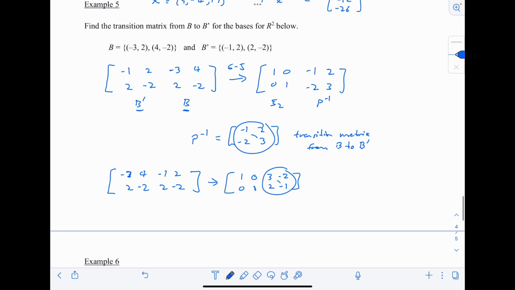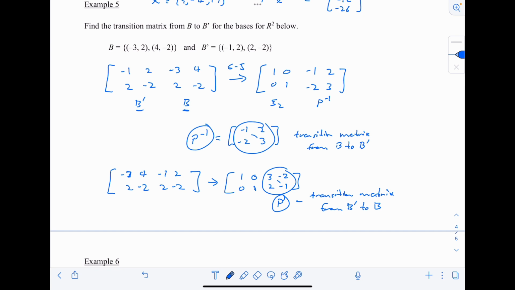And what that tells me also is that this is P inverse, this is P. If I were to multiply these together, I get the identity matrix. So this is actually not the transition matrix from B to B prime, but it's the transition matrix from B prime to B. Okay, one undoes the other. So one takes it B to B prime, the other takes it B prime to B.